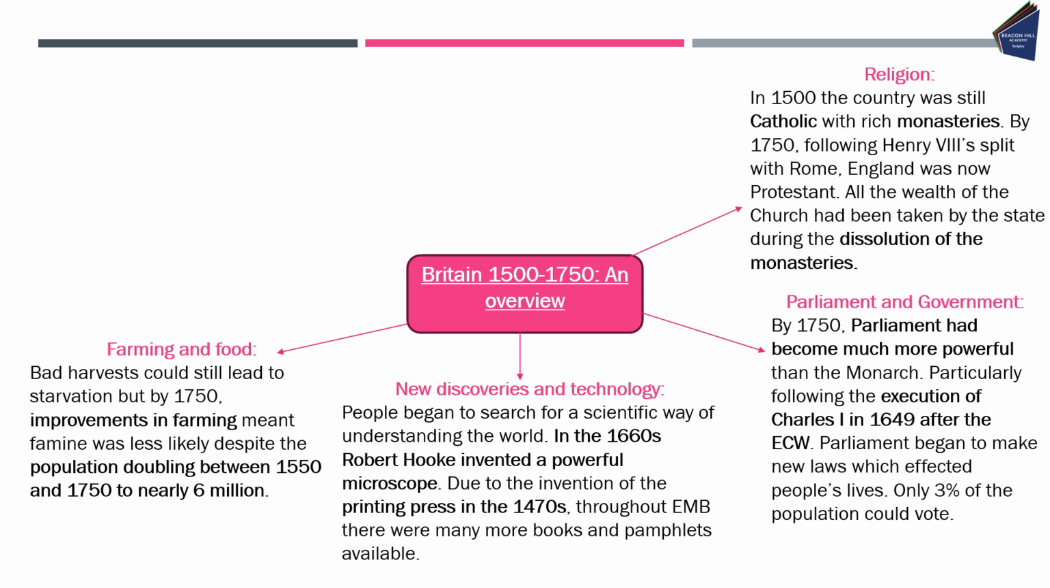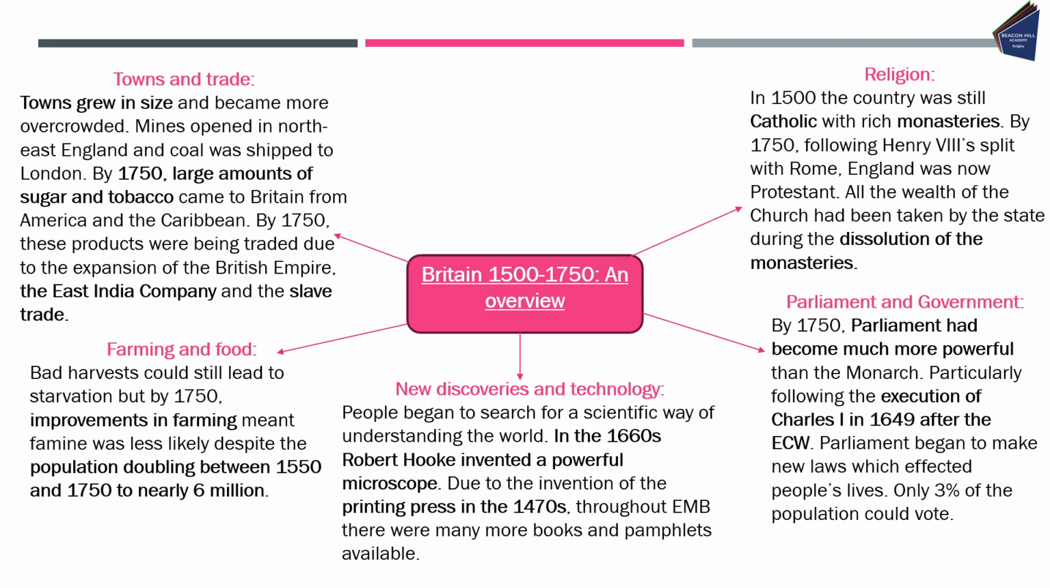We've then got farming and food. Bad harvests could still lead to starvation, the same as medieval Britain, with continuity there. But by 1750, there were improvements in farming, which meant that famine was less likely, despite the population doubling between 1550 and 1750 to nearly 6 million people. Towns during this time period are also growing in size, and they are becoming much more overcrowded. We've got mines that are opening in the northeast of England and coal is being shipped to London. This is all by 1750, so this is at the end of our time period.